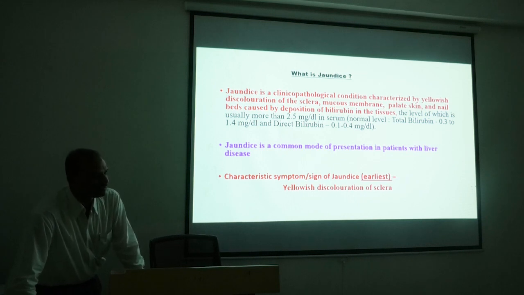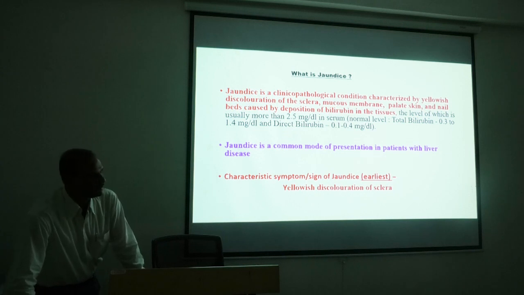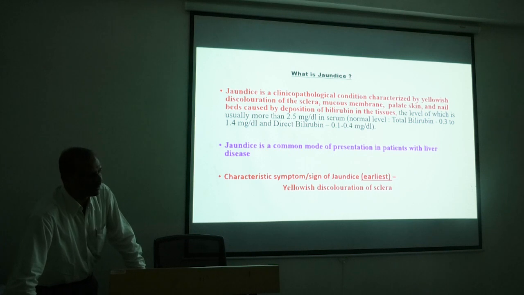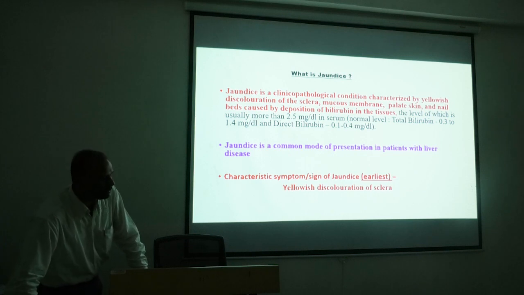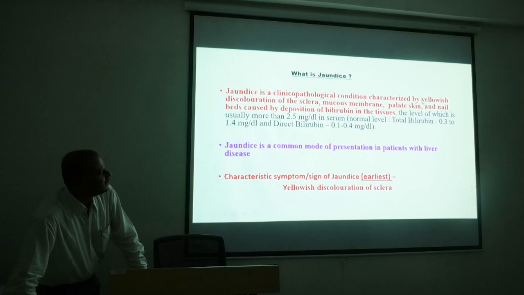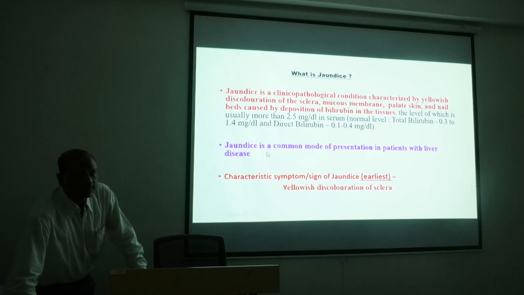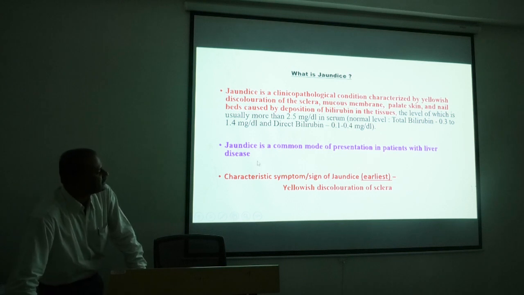Discoloration will basically be seen throughout the body, but since the sclera is white in appearance, it will first be noted in the sclera and under the surface of the tongue, the mucous membrane. These are the two common sites where we examine clinically. And if the disease is allowed to remain for a longer period, then it will stain the palate, skin and nail beds also. This is a common mode of presentation in patients with liver disease.